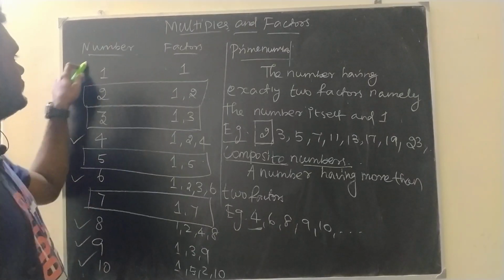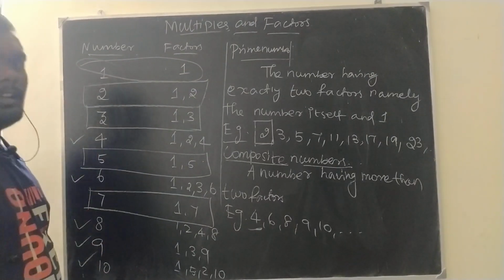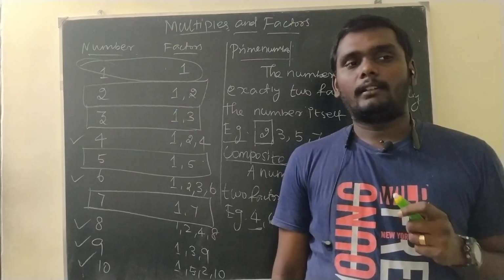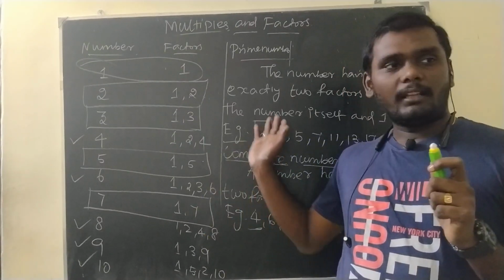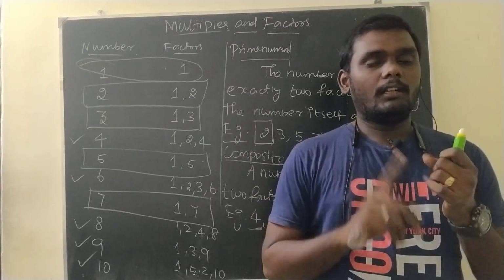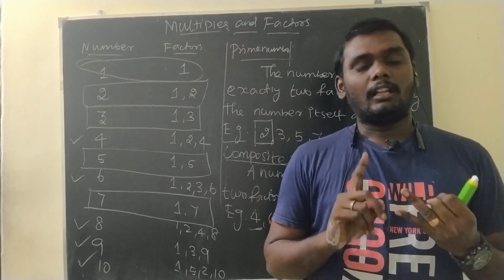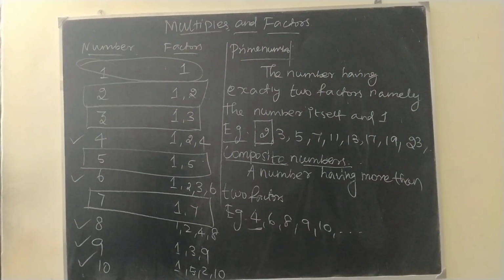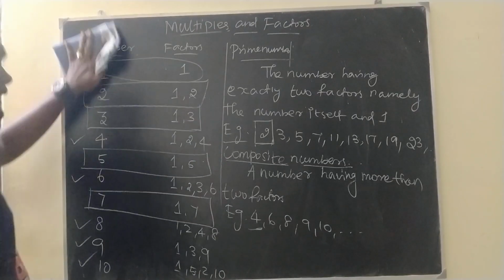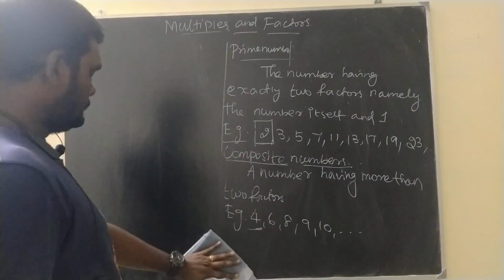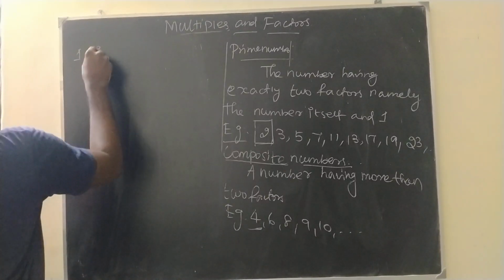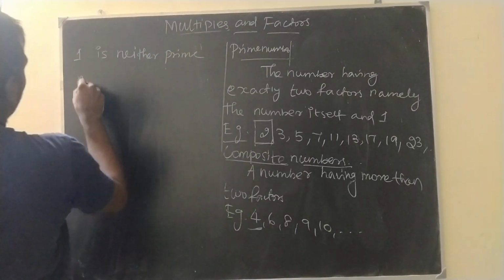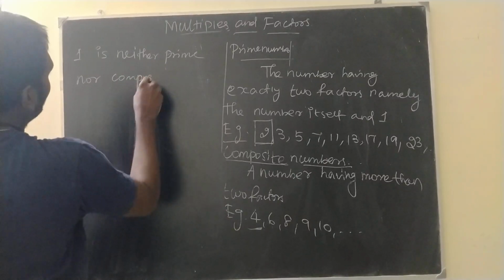But one is missing. This guy 1. How many factors does this 1 have? Only 1 factor. This 1 has only 1 factor. So, it cannot be classified under these 2. So, we can say 1 is neither prime nor composite. 1 is what? Neither prime nor composite. It is not of both types. Are you writing everything?